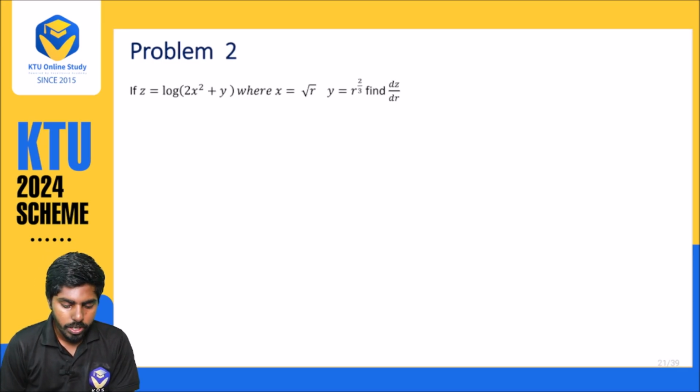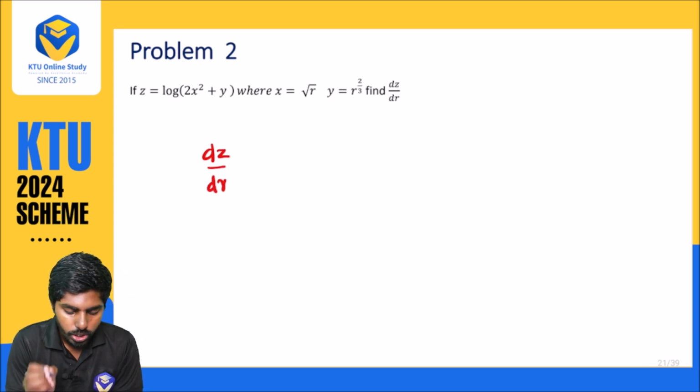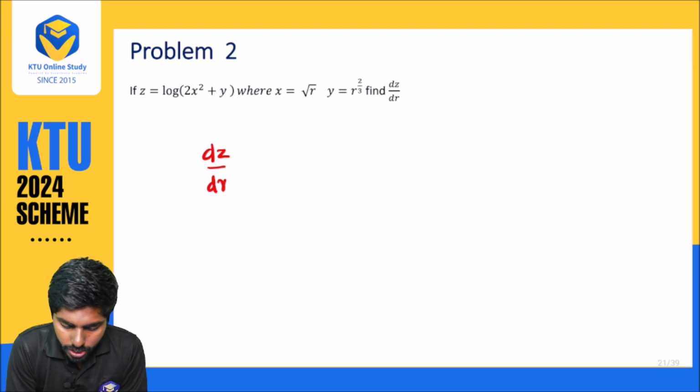So problem number 2. What is the thing they have given? What is the question they have asked? The question they have asked is dz/dr. This is the thing they have asked. So the first step is drawing the diagram. So what is the diagram?